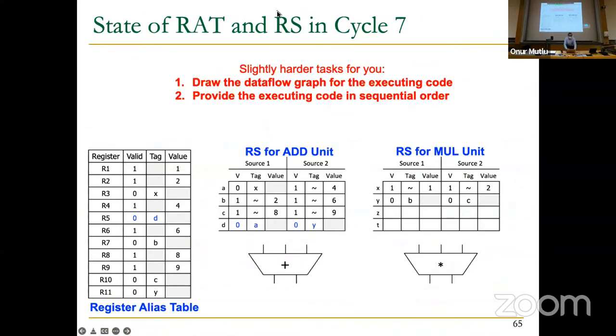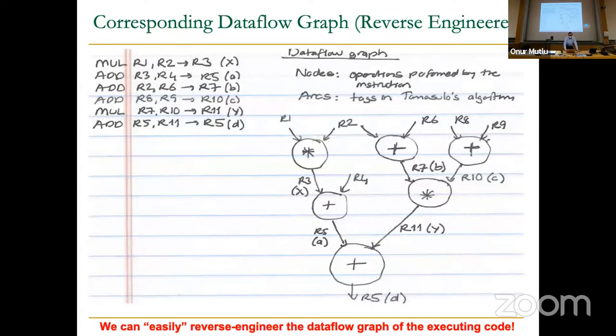Okay, sorry about that. So basically this is what we did with this exercise. Draw the data flow graph, which was easy to do, and provide the executing code in sequential order, which was harder to do, because we cannot perfectly reconstruct the sequential order unless we make some other assumptions in terms of allocation of the registers, reservation stations, etc. And this is the perfectly constructed data flow graph, as you can see over here. Basically, the nodes of the data flow graph are operations performed by the instruction, add or multiply. Arcs are tags in Tomasulo's algorithm, and tags can be reverse traced back to the register IDs, as you can see. In other words, we can easily reverse engineer the data flow graph of the executing code.